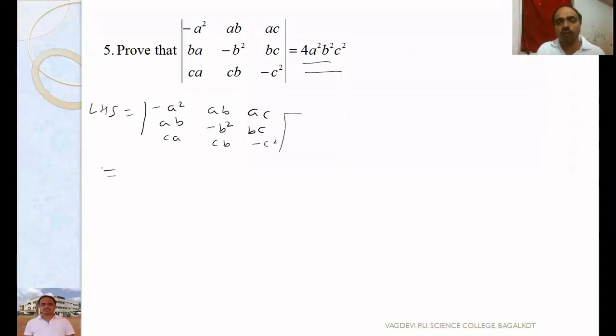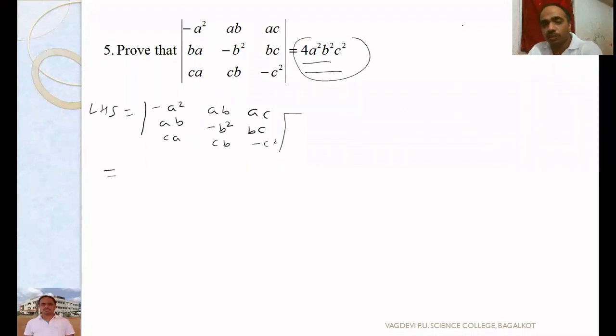So I have to get 4a square b square c square without expanding. That is the main question. Without expanding, you have to show that the value of this determinant is equal to 4a square b square c square. So can you tell me the first step? What can be the first step?